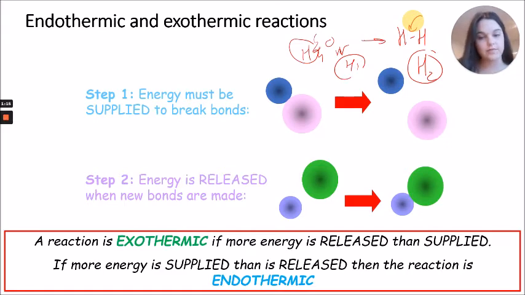we're going to release energy. So if we look at overall the energy that has to go in to break bonds versus the energy that comes out once we make the bonds in the product, if we get more energy coming out than we had to put in, then we say a reaction is exothermic. If I have to put in more energy than what I actually get out, then my reaction is endothermic.